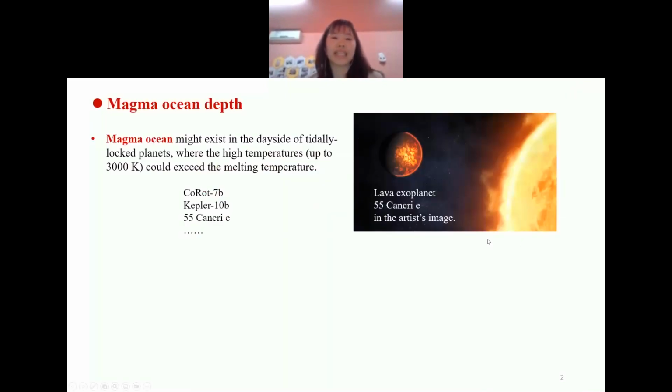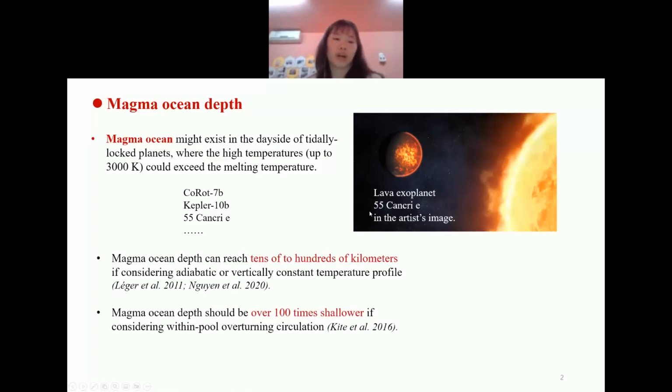We know that in the daytime of tidal lock planets, the temperature could be very high and can exceed the melting temperature of silicas. So the magma ocean might form in the daytime. About how deep the magma ocean is, many previous studies considering a diabatic or vertical constant temperature profile suggest that the magma ocean depth can reach tens to hundreds of kilometers. But the effect of ocean dynamics has rarely been considered.